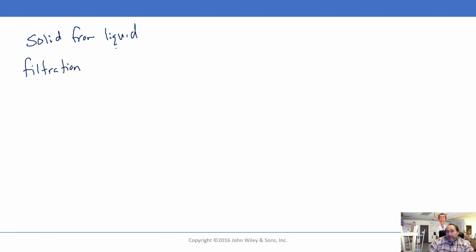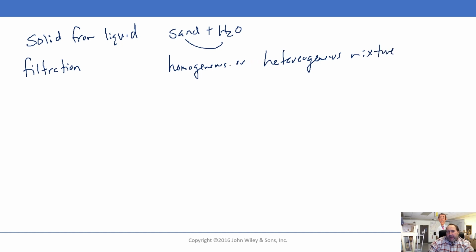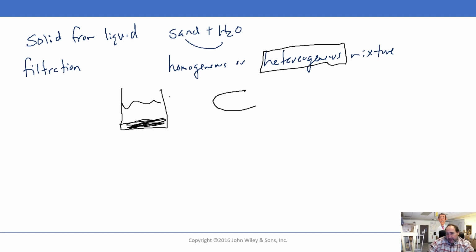So, for example, if we took some sand plus some water together, take a moment, is that a homogeneous or heterogeneous mixture? Take a second and think about it. And hopefully, if you thought about it, the answer is it's a heterogeneous mixture. No matter what you do, if you put those together, you're going to have some sand, and it will be a heterogeneous mixture.